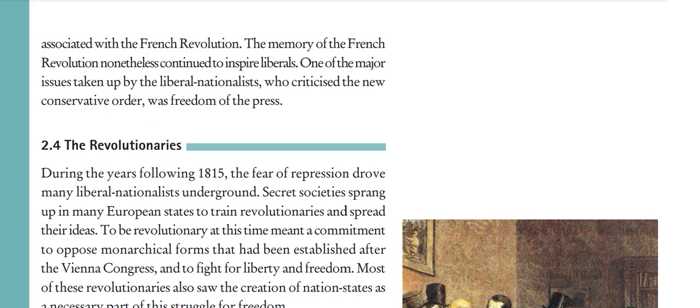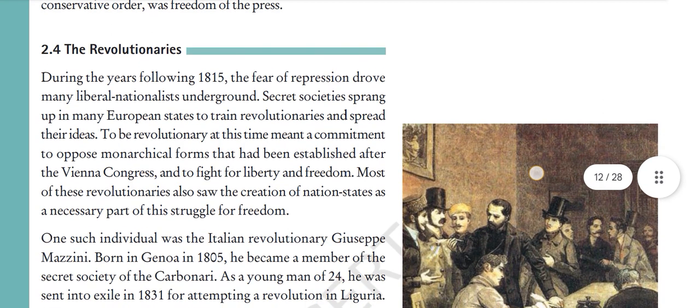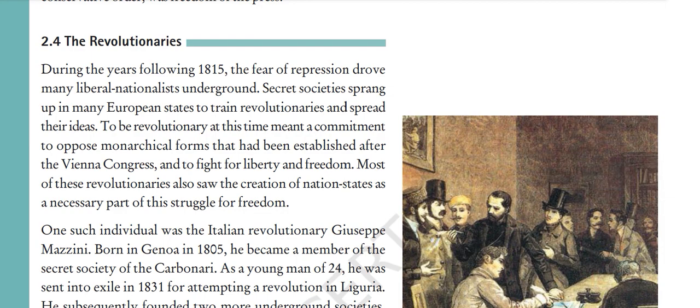Secret societies sprang up in many European states to train revolutionaries and spread their ideas. To be revolutionary at this time meant a commitment to oppose monarchical forms that had been established after the Vienna Congress, and to fight for liberty and freedom. Most of these revolutionaries also saw the creation of nation states as a necessary part of this struggle for freedom.